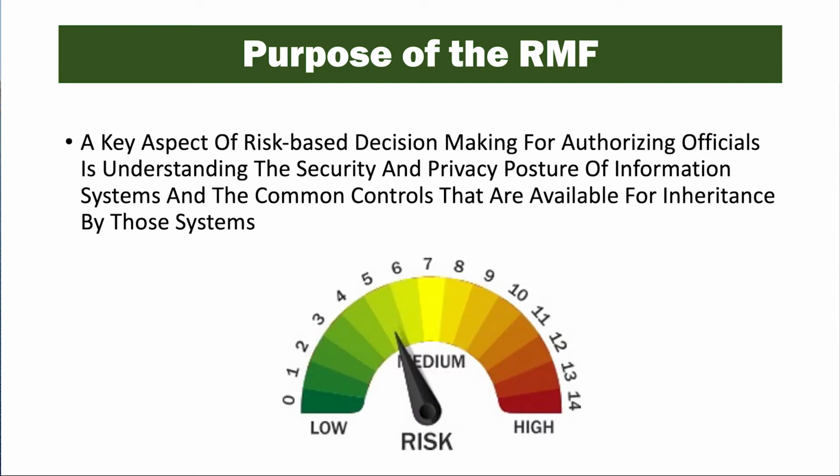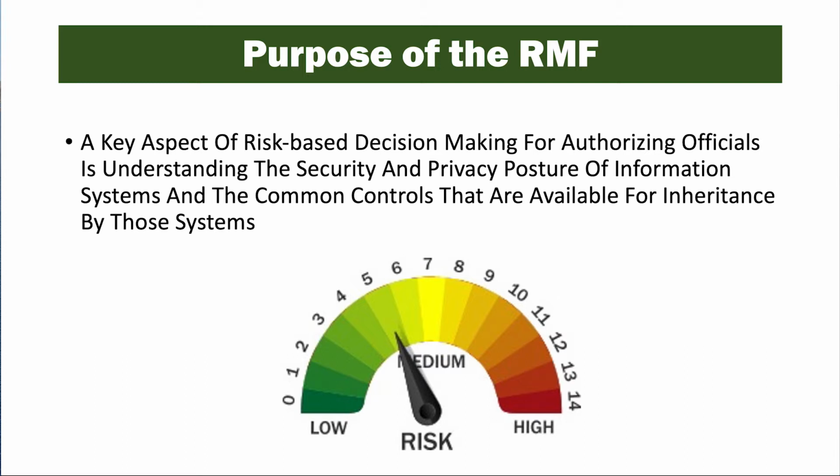A key aspect of risk-based decision-making for authorizing officials is understanding the security and privacy posture of information systems and the common controls that are available for inheritance by those systems. In essence, we need to make sure that the AO, or the authorizing official, fully understands the risk that will be applied to the organization if an information system or a common control set is put into full operation or placed on the organization's network.